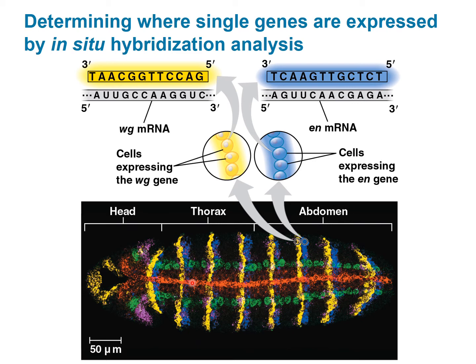So it's important to remember that each of the cells of this particular fly larva has the same DNA. However, the genes that are expressed in different tissues can be different in different segments of the whole embryo.